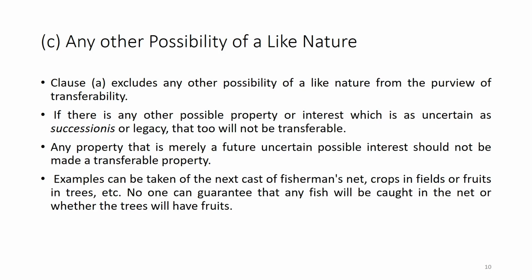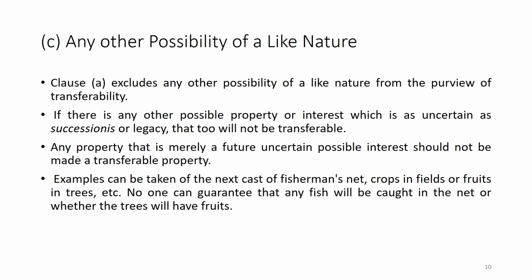Then the third point is any other possibility of like nature. Any other possibility of like nature means what? It has been included in clause 1 that if there is any possible property or interest which is as uncertain as succession or legacy, that too will not be transferred. Okay. So, any property that is merely a future uncertain possible interest should not be made transferable. Here, the future interest that you are going to gain cannot be transferred.